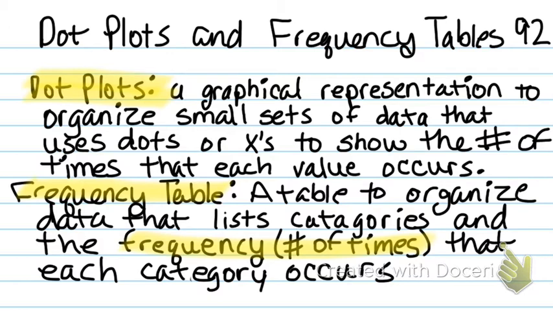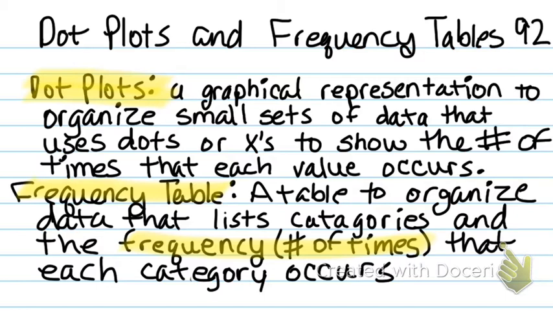Dot plots are a graphical representation to organize small sets of data that uses dots or X's to show the number of times that each value occurs. A frequency table, and in order to understand frequency table, you need to know that frequency means number of times something happens. That's why I've highlighted that within our definition there. A frequency table is a table to organize data that lists categories and the frequency or number of times that each category occurs. So a category could be, for example, the numbers you roll on dice, or the colors of shirts as you're looking at shirts, or whatever you are taking data for.